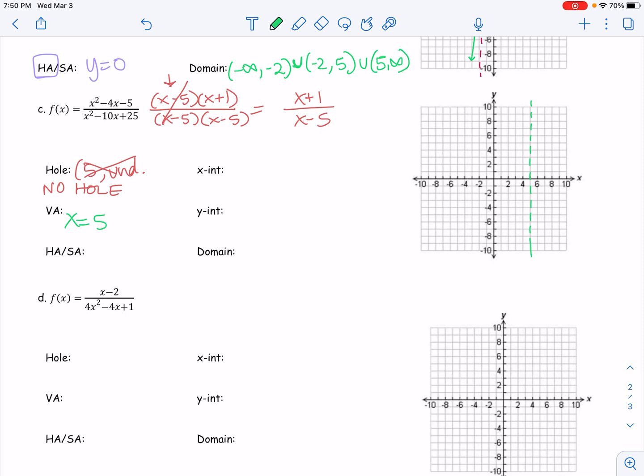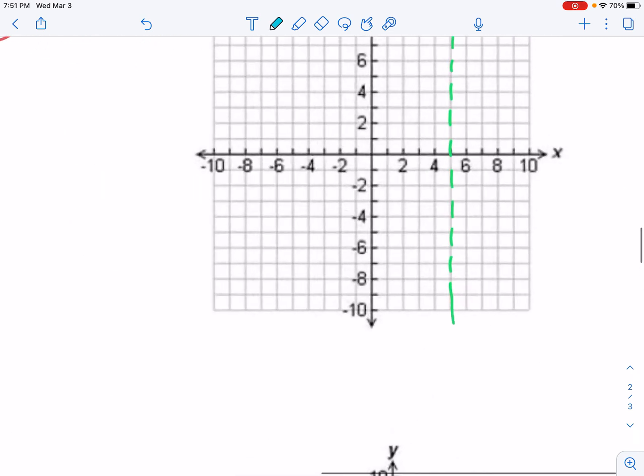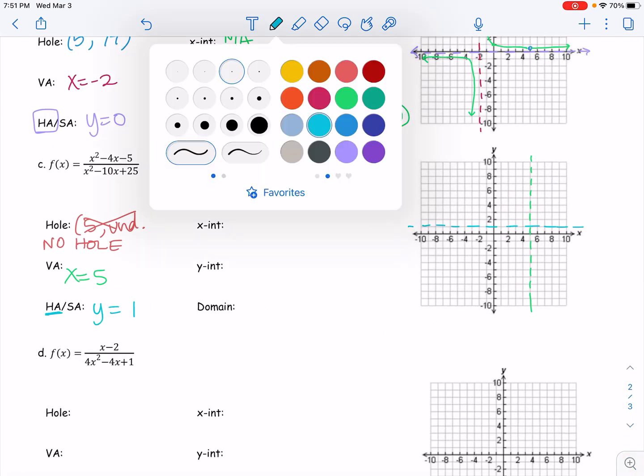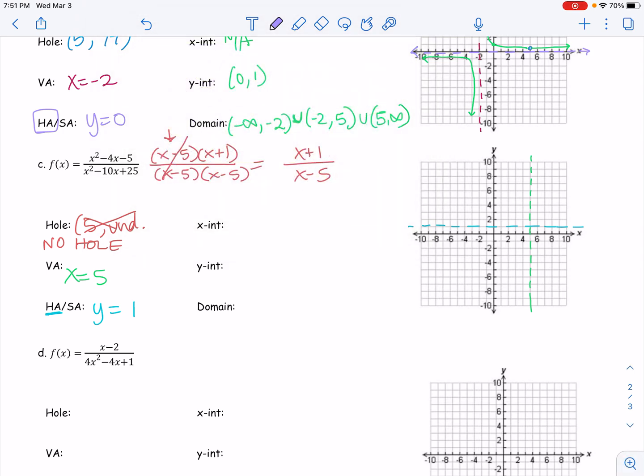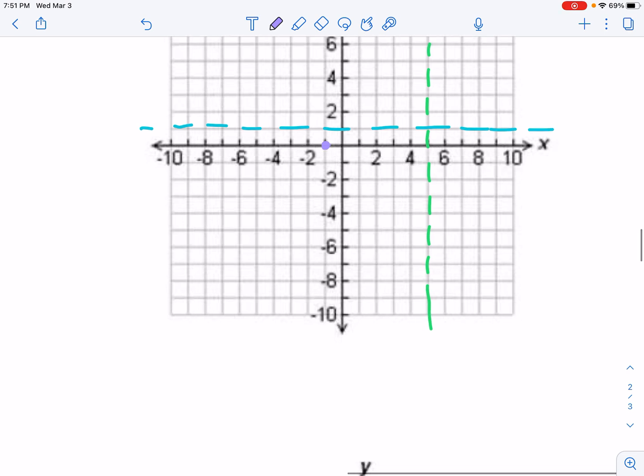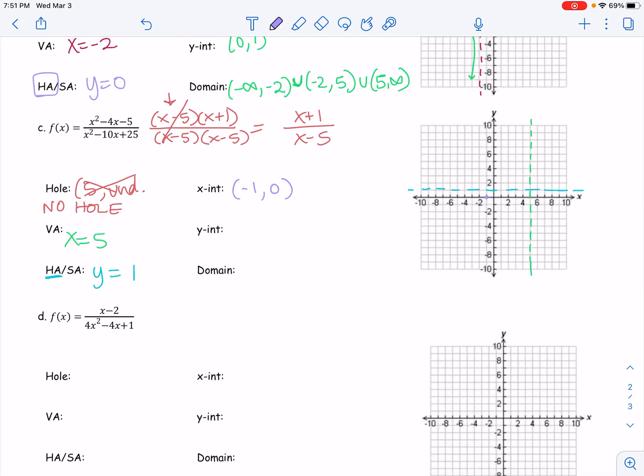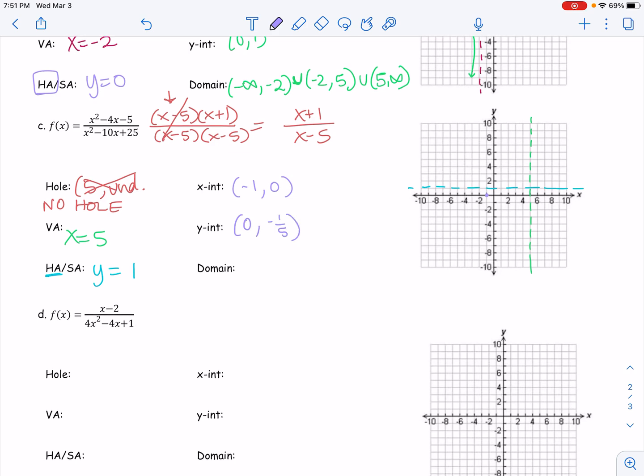Do I have a horizontal or a slant asymptote? Well, the degrees are the same at the top and the bottom. When the degrees are the same, we divide the leading coefficients. So we do have a horizontal asymptote at y equals 1. Okay, x-intercept, set that numerator equal to 0. And so that means I have an x-intercept at -1 comma 0. Y-intercept, plug in 0 for x. So I have a y-intercept at 0 comma -1/5.